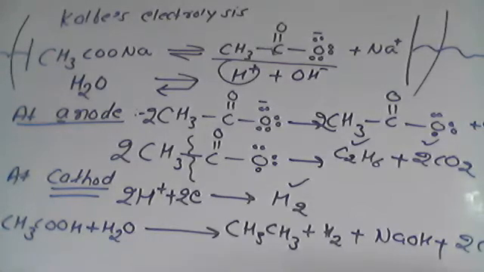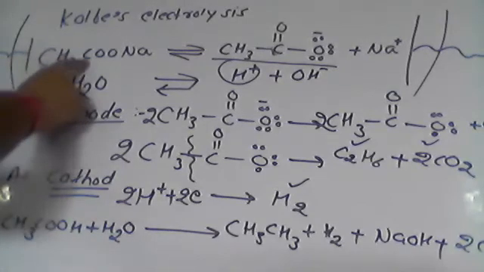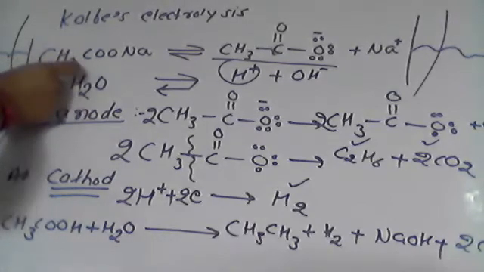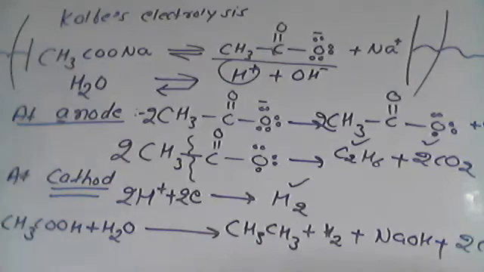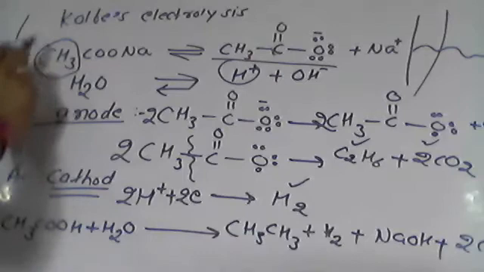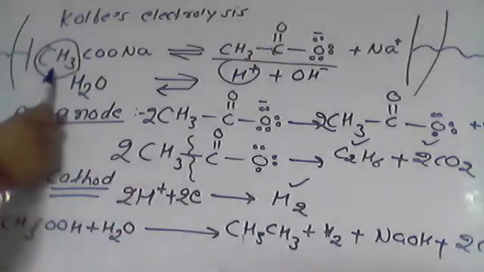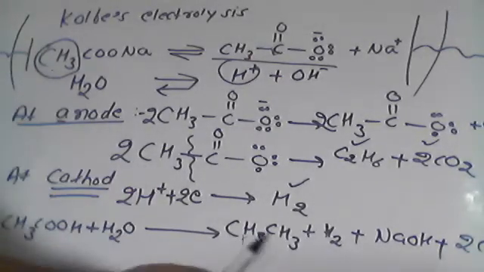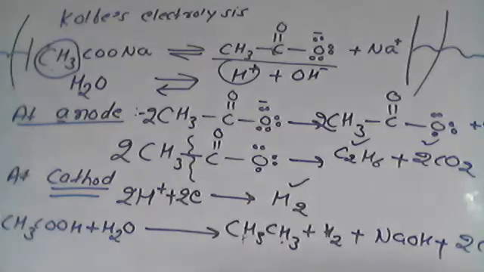If you look here, this CH3, C double bond O, this CH3 is the alkyl group. The alkane we are getting contains double the number of carbons. CH3 is there, so we get 2 CH3 together. Suppose it is C2H5, then we are going to get butane, double the number of the alkyl group. So I will move to the next one.